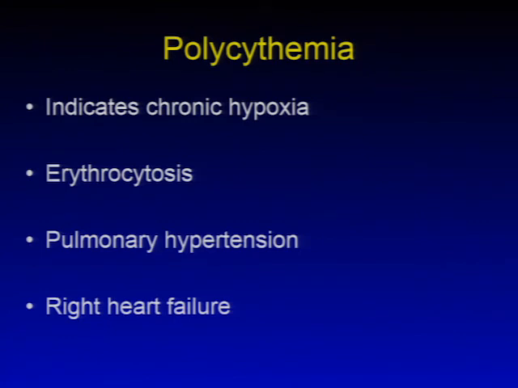Polycythemia, this would indicate chronic hypoxia. You have erythrocytosis, the patient can't get enough oxygen to the tissues. Subsequently, there's more hemoglobin, the hematocrit rate increases, you have erythrocytosis. Additionally, an indicator of polycythemia, or perhaps more of an indicator of hypoxia or hypoxemia, would be pulmonary hypertension or right heart failure.